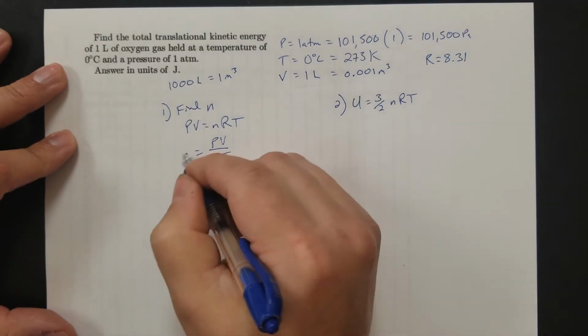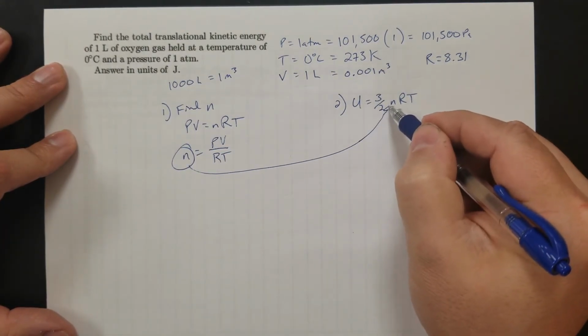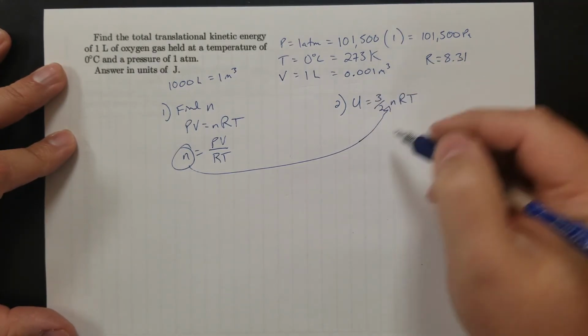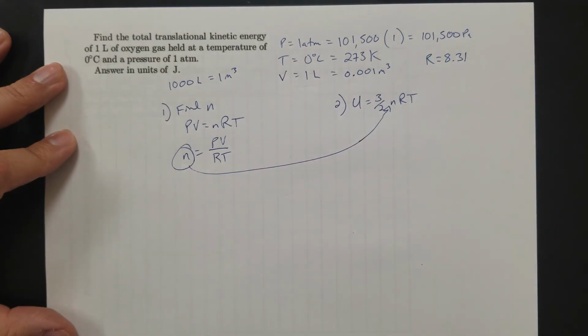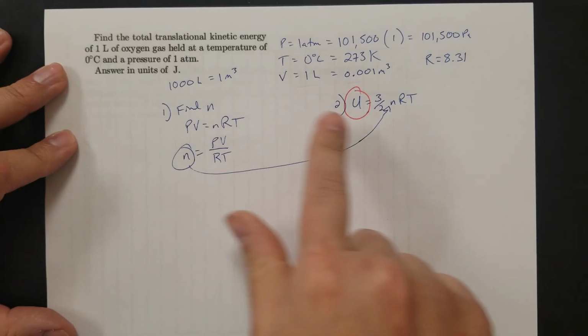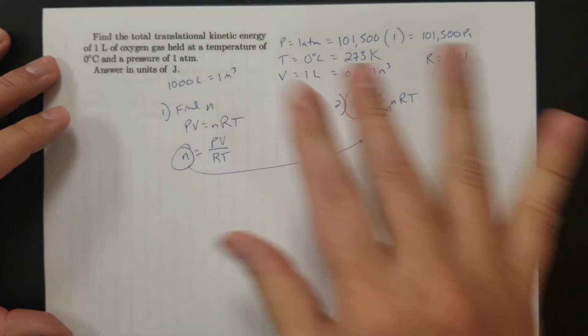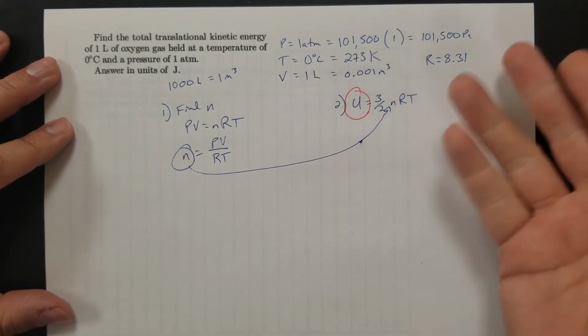And then once I know n, I can take n, come over here, and put it in there, and I know my RT, so I just solve this. And then I can get the internal energy, which is the same thing as the translational kinetic energy, because internal energy is the molecules moving around with kinetic energy. So that's what you're solving for.